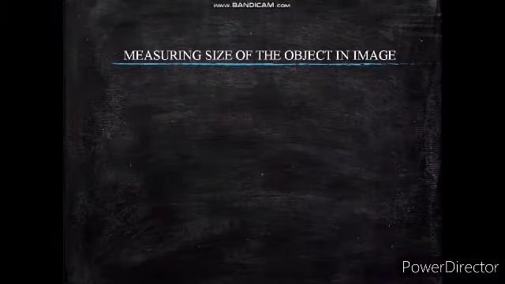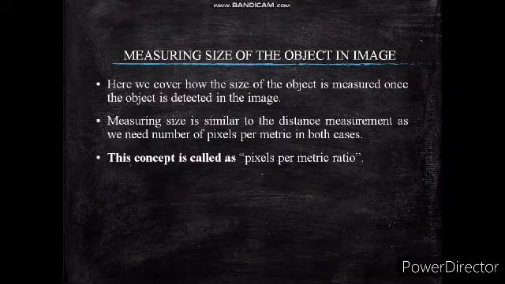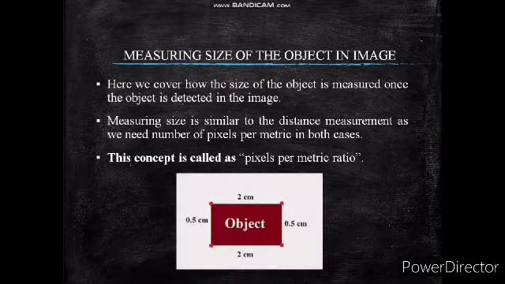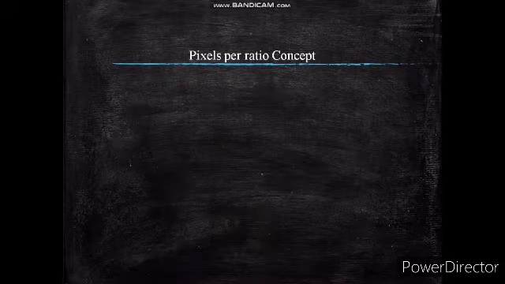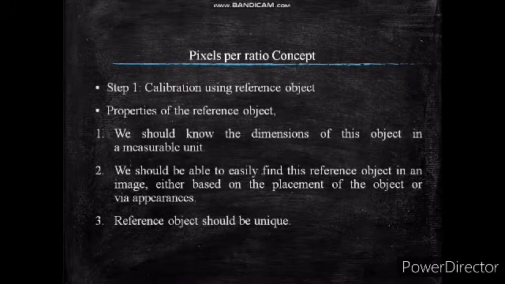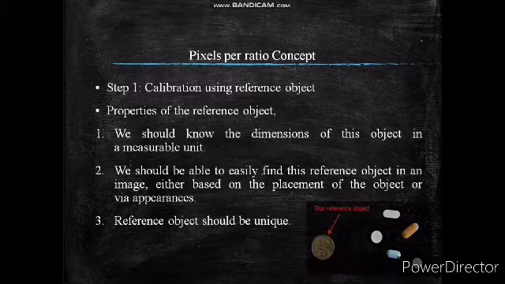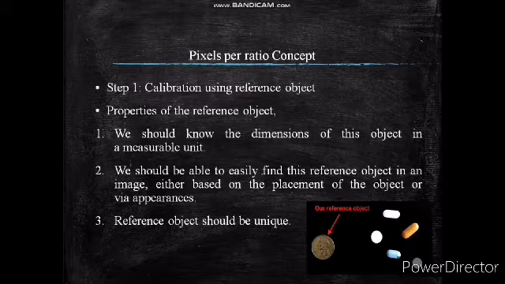Measuring size of an object in an image. The concept is pixel per metric ratio. We are going to use image pixels as a value to get the size of an object. So we are using a reference object which is used as a calibration one. Let's see the properties of a reference object. We should know the dimension of the object in a measurable unit. We should be able to easily find this reference object in an image, either based on the placement of the object or via appearance. The reference object should be unique. Here we use a coin as a reference object and it will be the first contour for calibration and it will be in the leftmost corner.